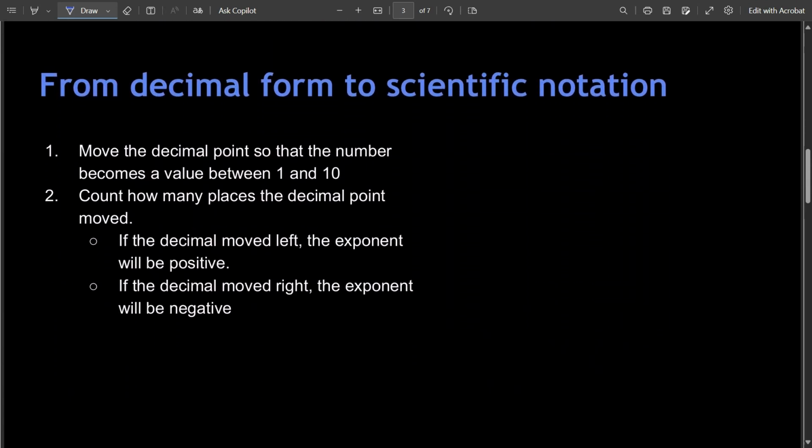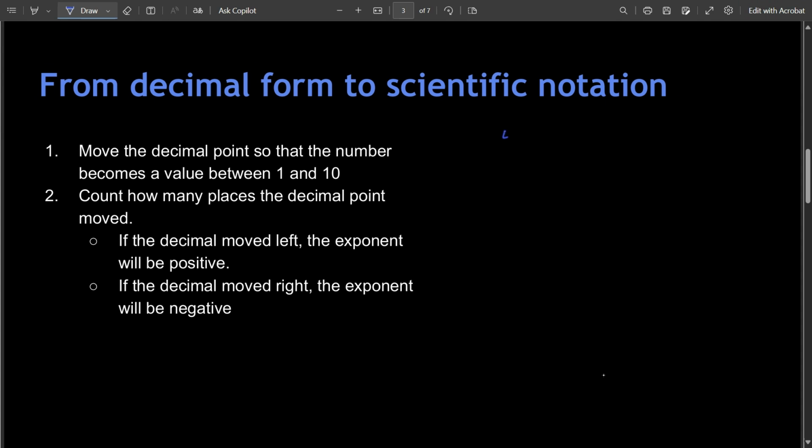So let's figure out how we can do these conversions ourselves. It's actually pretty simple. There are two straightforward steps that we need to follow. The first is to move the decimal point so that the number becomes a value between 1 and 10. And the second is to count how many places the decimal point moved and to determine if the exponent is positive or negative depending on which direction it moved in. Let's do this through an example.